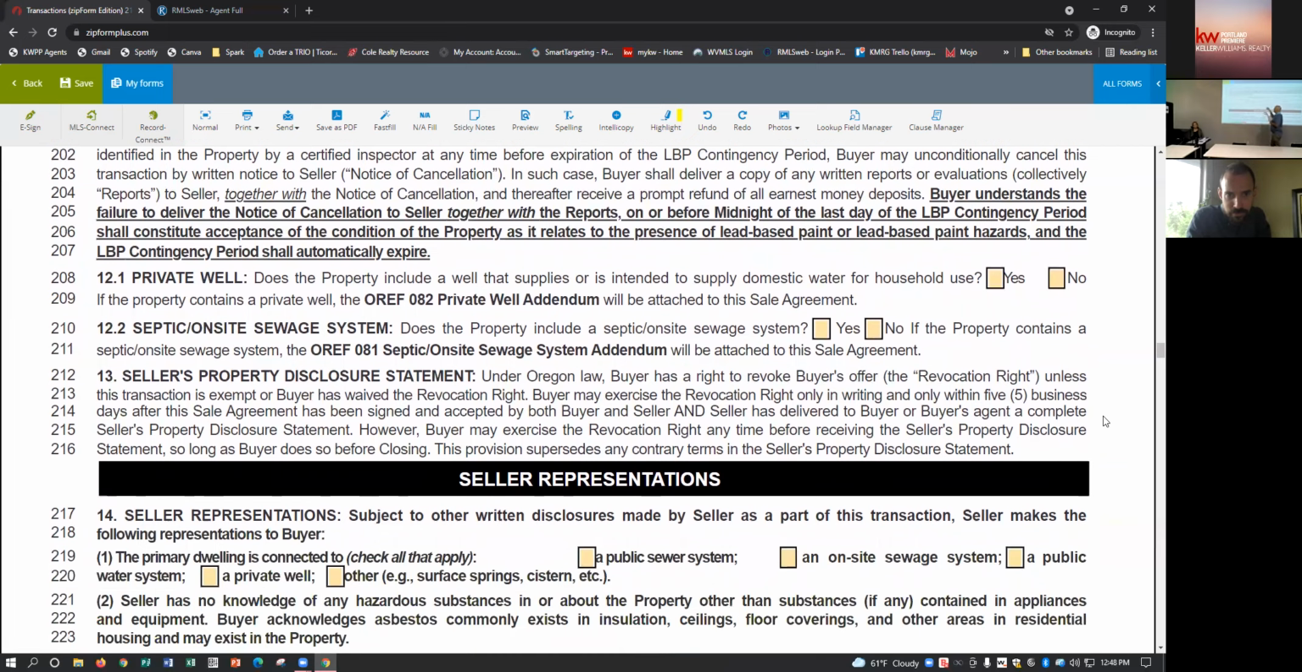Private well. So the property's on a well. You would check the box here, and then you would have to use this addendum in concert with this agreement. If you don't, send it over. If it's not executed along with this offer, you have a voidable offer.